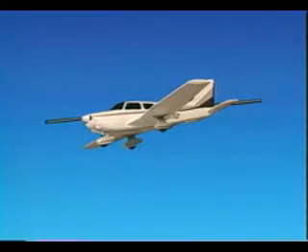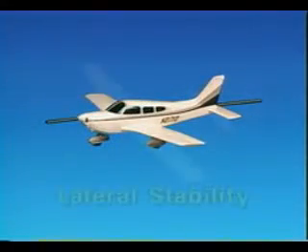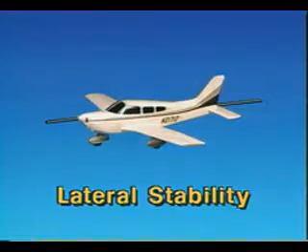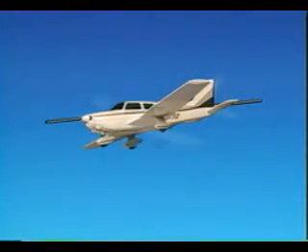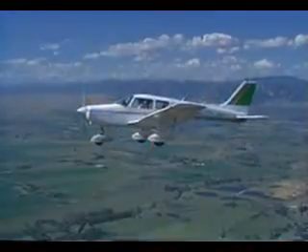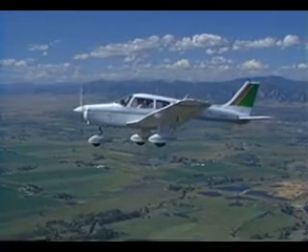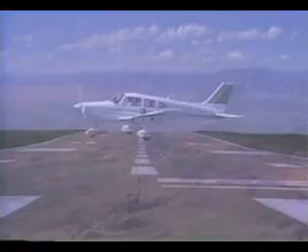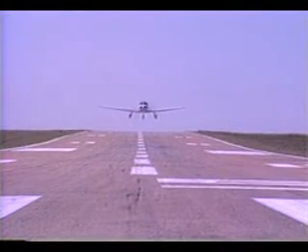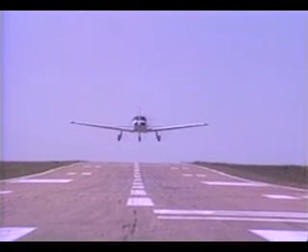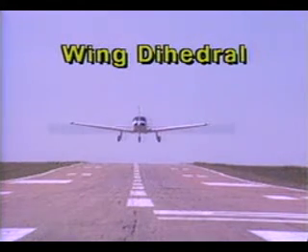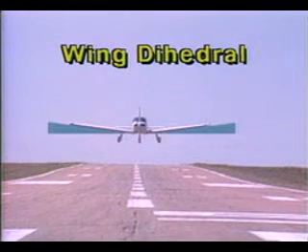Stability about the longitudinal axes is called lateral stability. Positive lateral stability is the tendency of an airplane to roll back toward a wings level attitude following displacement by a gust of wind or inadvertent control movement. The most common design feature used to attain positive lateral stability is wing dihedral, which is the upward angle of the wings with respect to the horizontal.